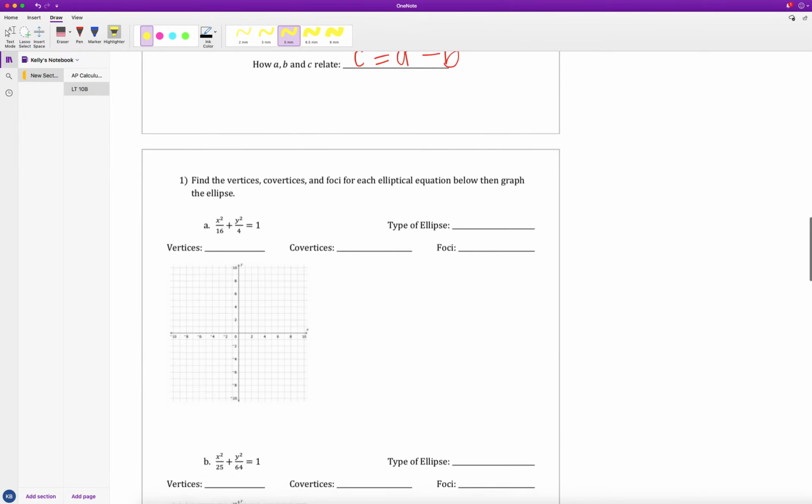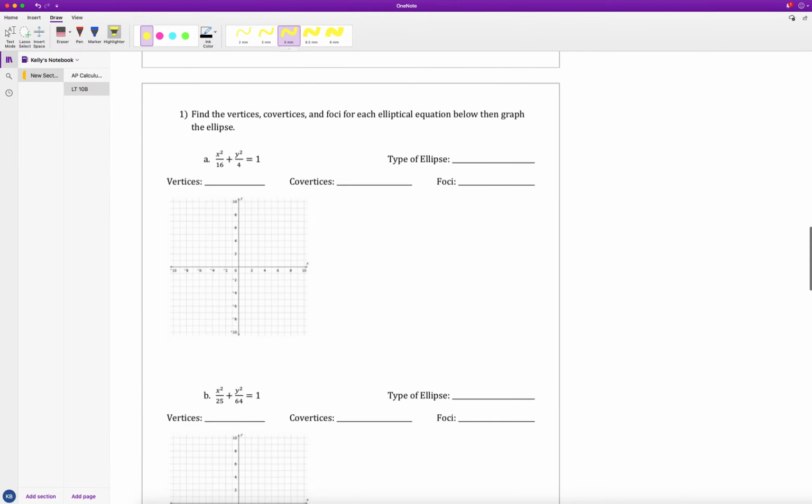Okay, let's look at our first example. So in this first example that we have here, given the equation, I want us to find the vertices, the co-vertices, the foci, and we're going to graph it. But we're going to first start by stating what type of ellipse this is.